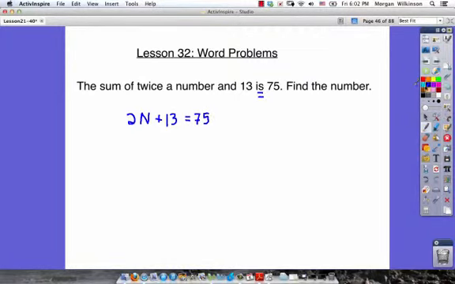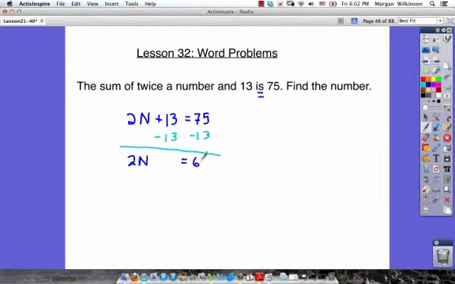So if we want to find the number here, n, we're going to have to undo the addition of 13 first. So let's subtract 13. What we do on one side, we have to do on the other side. So now we get 2n plus 0, we don't have to write plus 0, is equal to 75 minus 13.